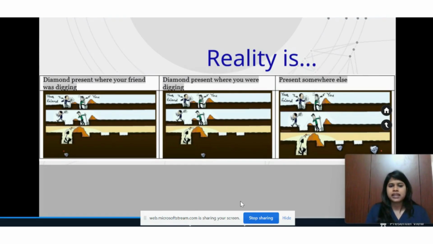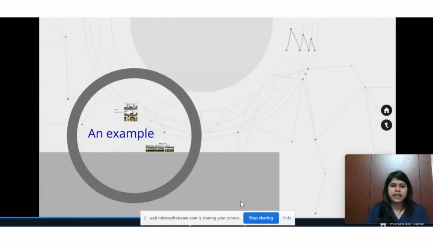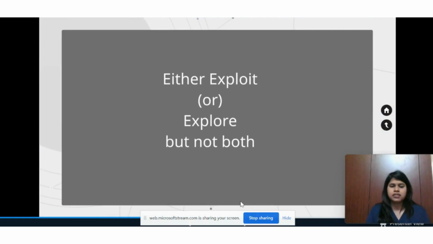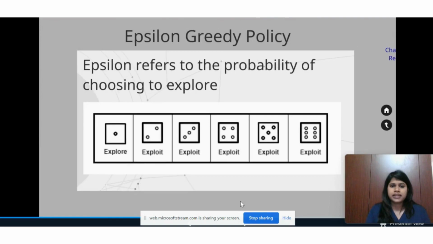In the other case, exploitation is looking into something that you already know. You know that your friend has got a diamond, and you imagine, or actually believe, that you will also get something, and you fall into the false trap. So this is called exploitation. Exploration and exploitation can be done either one at a time and not both. To decide this, there is something called epsilon greedy policy that the agent can follow.